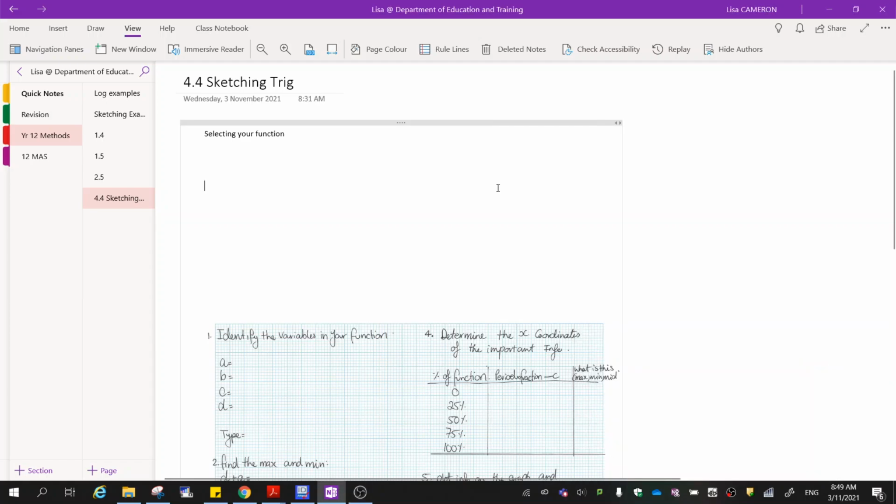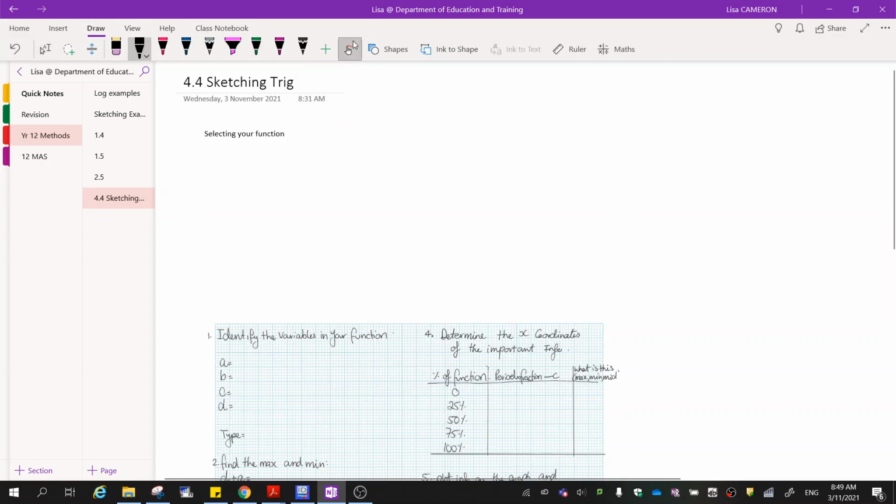Okay, so the first step that we're going to be doing today is selecting our function. All of you are supposed to end up with different functions, or they'll be similar but slightly different, which means you need some rules for how you can select your function. So the first step is to select a value of a.